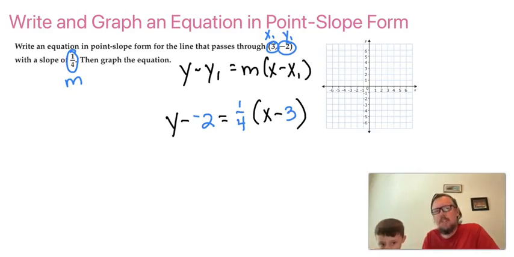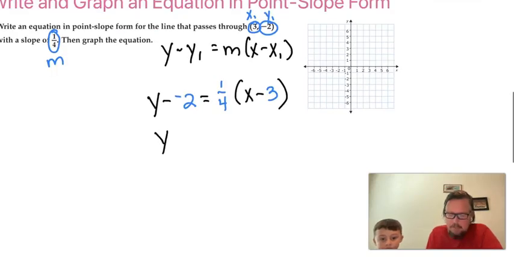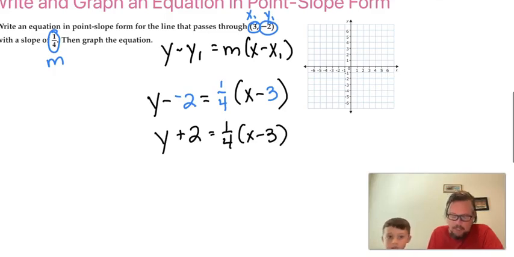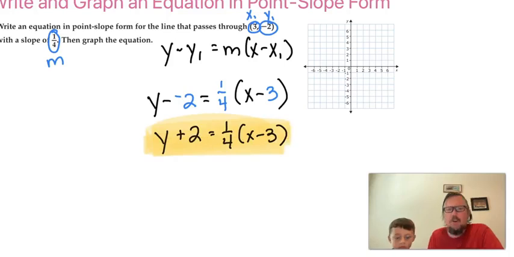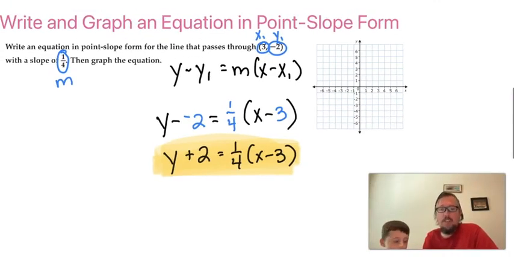Hopefully it bothers you a little bit that we have minus negative. Let's go ahead and fix that. Y plus 2 equals 1/4 times (x minus 3). And there it is. There's the equation in point-slope. You may see that we're not too far away from being able to turn this into slope-intercept form. If we did the distributive property with the 1/4 and then subtracted 2 on both sides, we could put it in slope-intercept form if we wanted to. We're not going to, but we could.